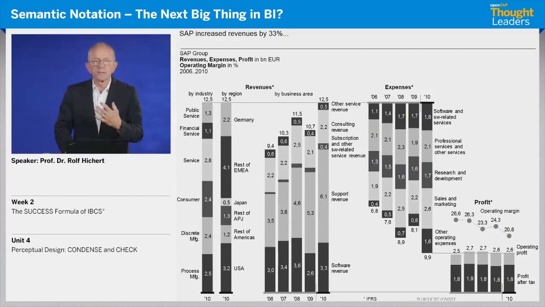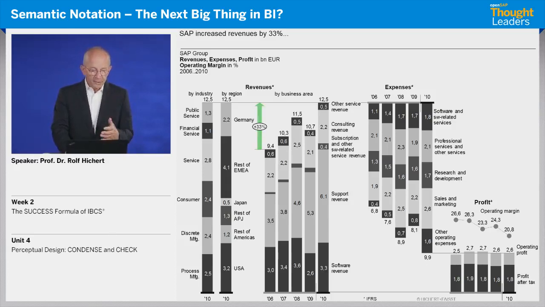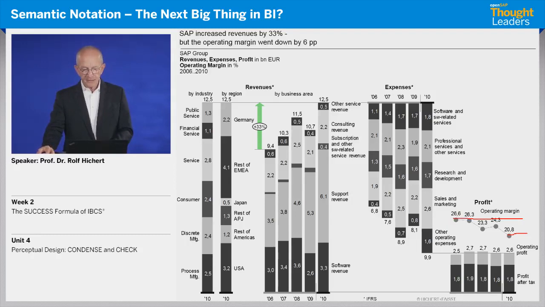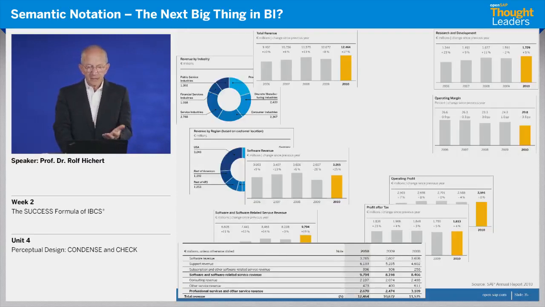SAP increased revenues by 33%, and you know what is missing? We need a highlighting arrow to show it. It's 33% growth, but at the same time, the operating margin went down from 26 to 28% in the same time span. So when we compare this one slide, this one picture, with these 11 little ones we had before, I can imagine that it's easier to understand the business of SAP than we have seen it before.